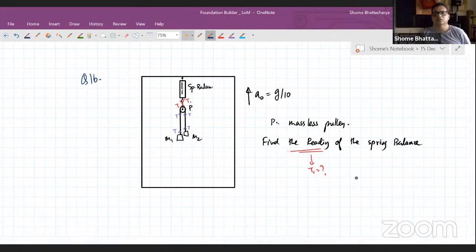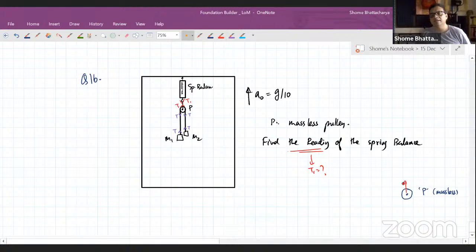So coming back here, if we make the free body diagram of the pulley, which is massless by the way, in that free body diagram we can see that there is tension T1 acting upwards, and this T1 only is what we're looking for because it's the reading of the spring balance.